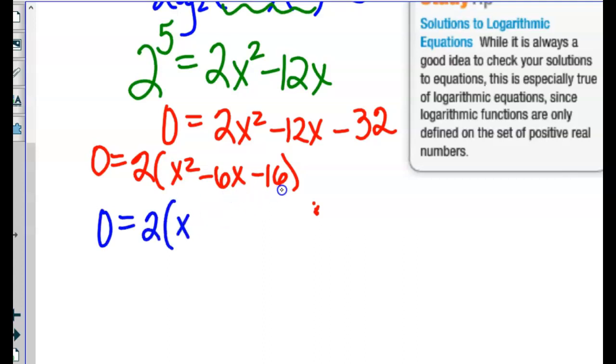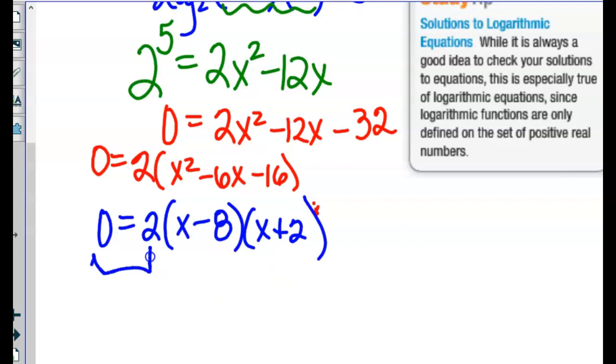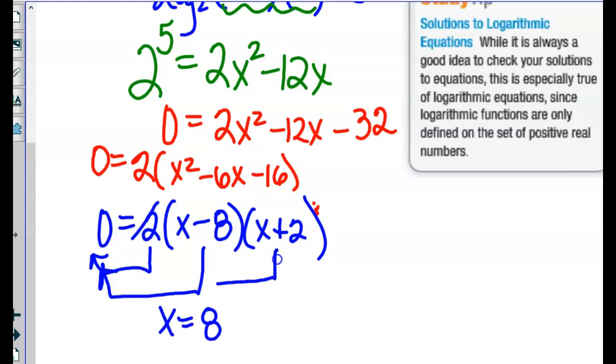4 and 2 doesn't make 16. 4 and 4 aren't going to make 6. Minus 8 and plus 2, does that make a negative 6? Okay, now, can 2 equal 0? No. Can this equal 0? If x is 8. Can that equal 0? Yes, if x is negative 2.